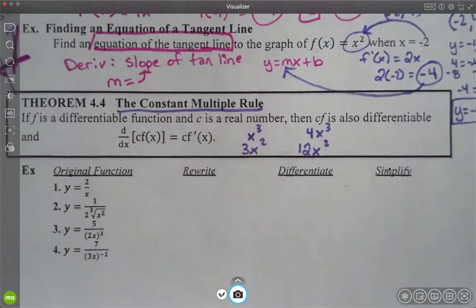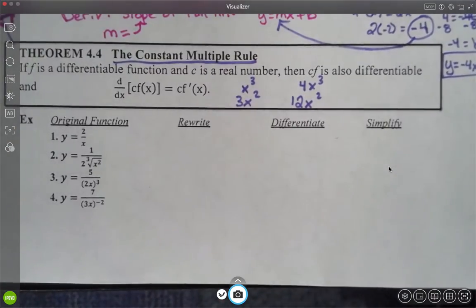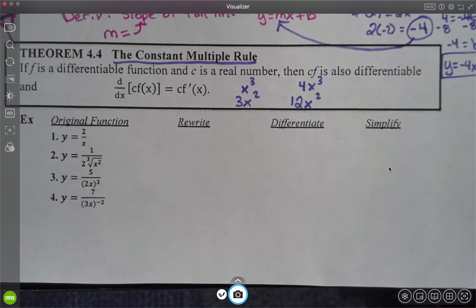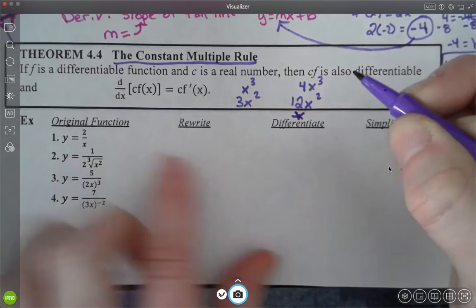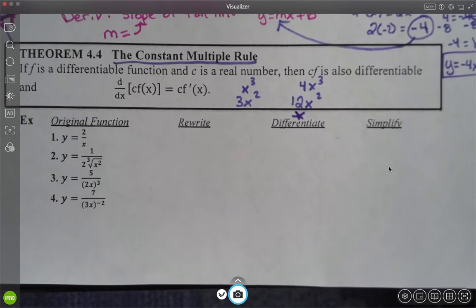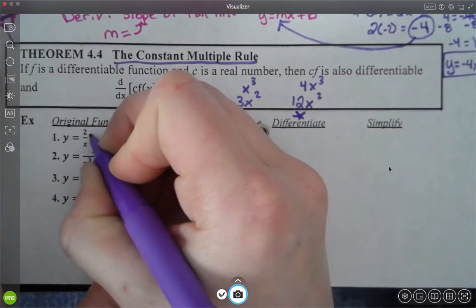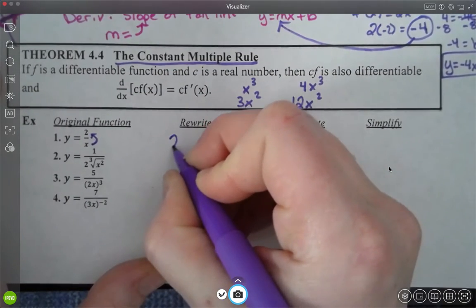Number 1. This is kind of like a table format here. Rewrite, differentiate, simplify. This is where you actually find the derivative. The rewrite to start with means that if it's not in a nice form to take the derivative, make it in a nice form. Like 2 over x. Can you take the derivative right now? No, not yet. What do you have to do? Move the x to the top, and it becomes 2x to the -1.